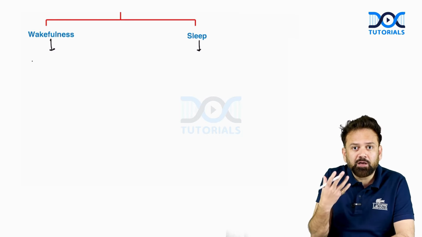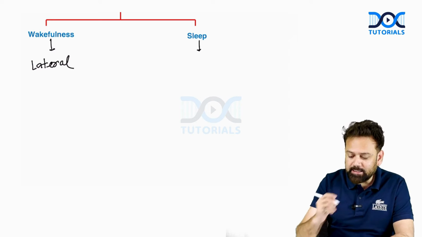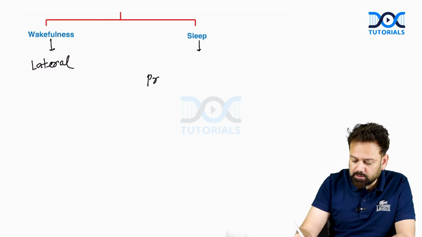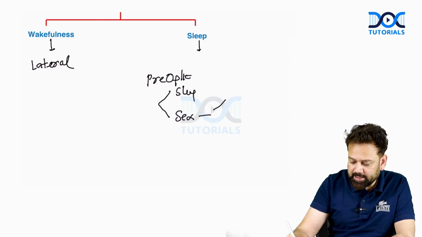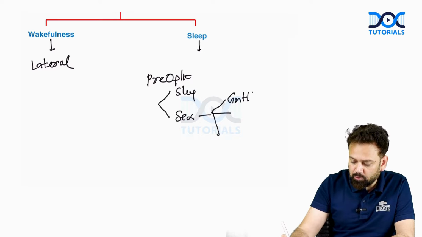Now, wakefulness and sleep. Wakefulness: when we are hungry, we are awake. So the lateral nucleus, the same lateral nucleus. And for sleep, remember the preoptic nucleus. Preoptic is for sleep and sex. When I say sex, I mean sexual hormone, gonadotropin releasing hormone.